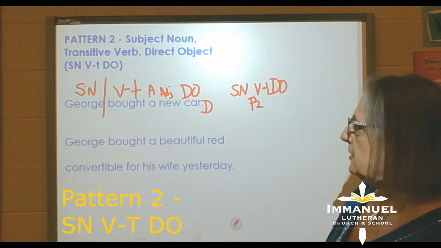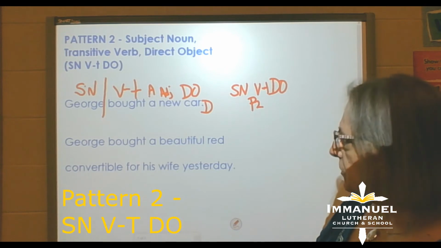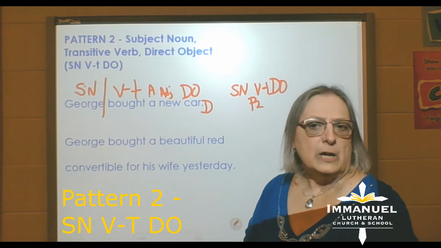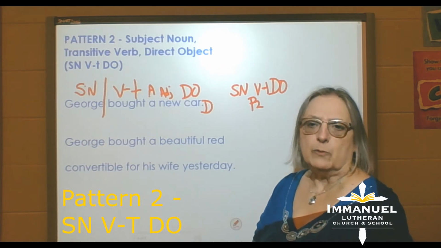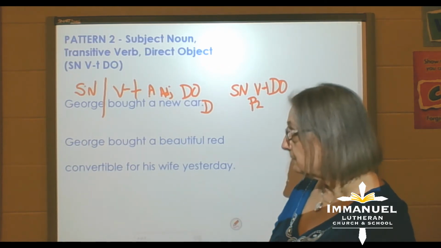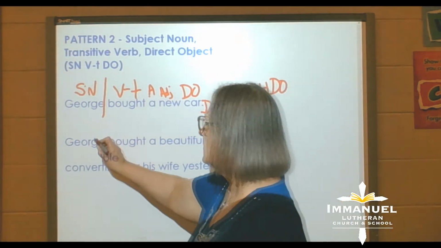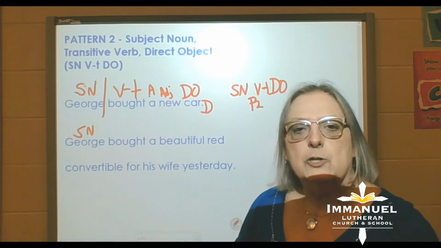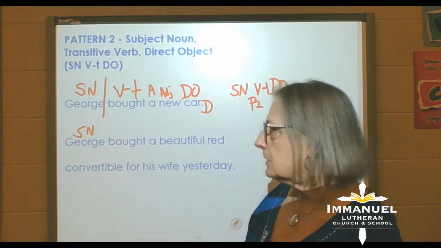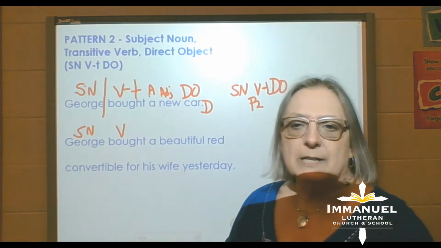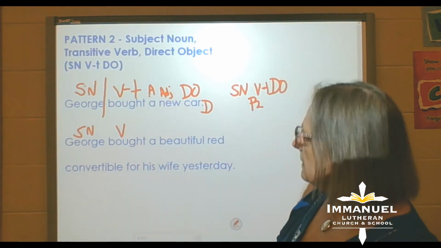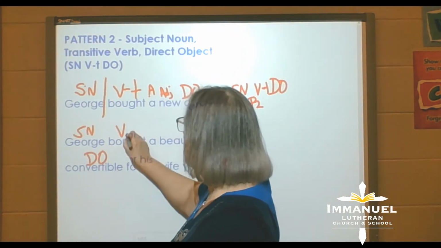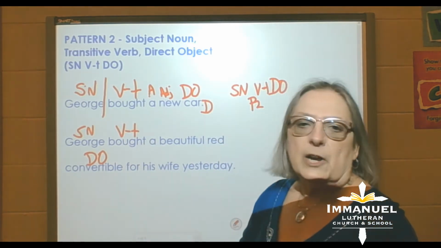George bought a beautiful red convertible for his wife yesterday. The first question, who bought a beautiful red convertible for his wife yesterday? George. Subject noun. What is being said about George? George bought. Verb. George bought what? Convertible. Convertible direct object, bought, transitive verb. There we have our basic pattern.